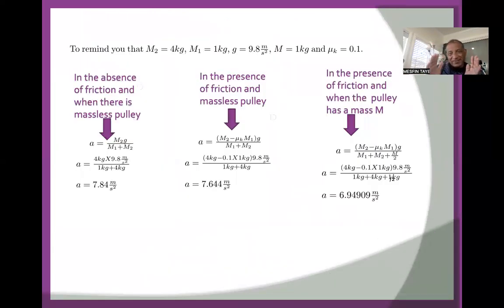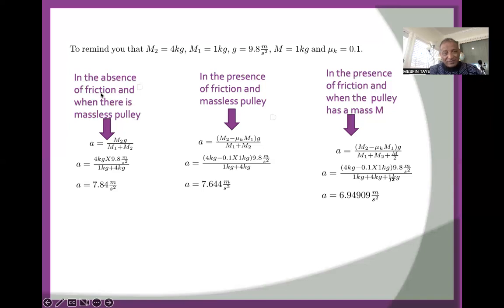So my original question: I took M2 to be 4 kilograms, M1 to be 1 kilogram, gravity is 9.8 meters per second squared, the pulley is 1 kilogram mass, and mu k is 0.1. Okay, that's good. Now, I solved the problem for 3 cases, as you saw in this lecture.